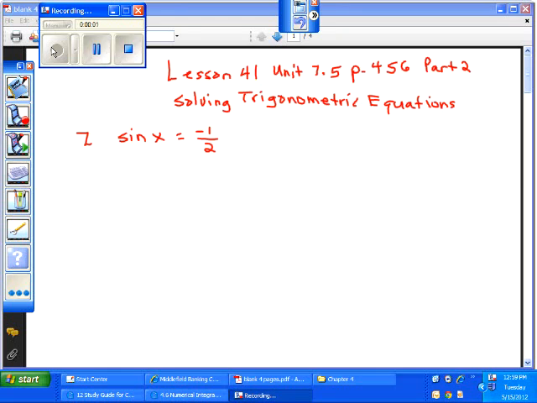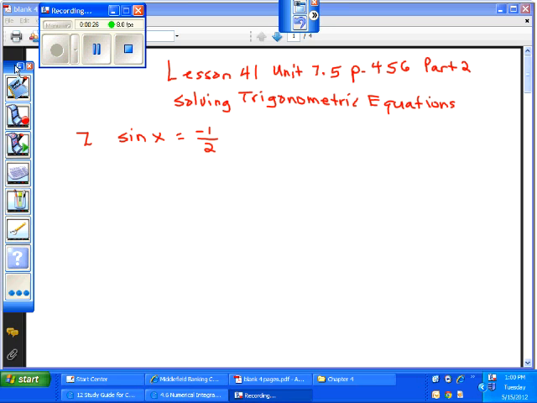Okay, we're on lesson 41, unit 7-5, page 456, part 2. We're solving trigonometric equations. What it wants us to do here is to solve each equation for all real values of x. This is the homework sheet that we have. We want all real values. That means we include the plus pi k or 2 pi k or pi over 2k, that thing. We want all possible answers.